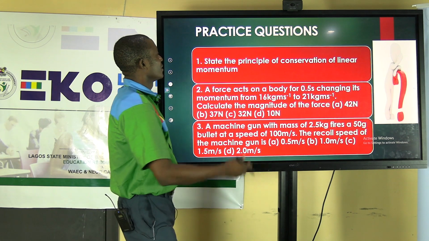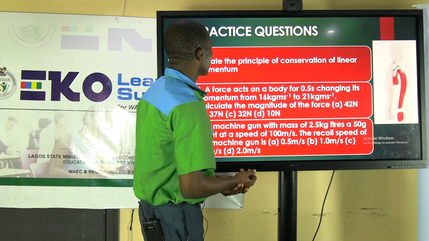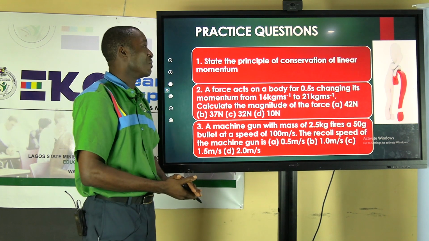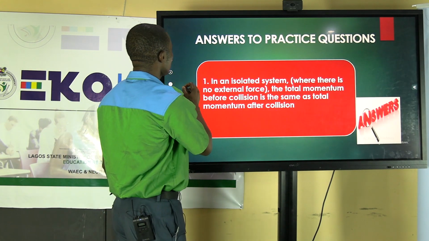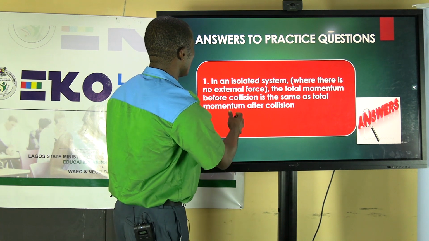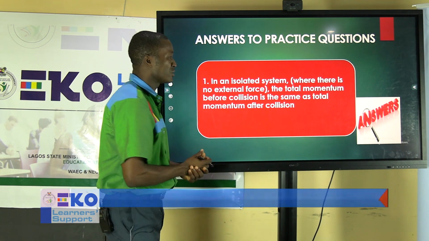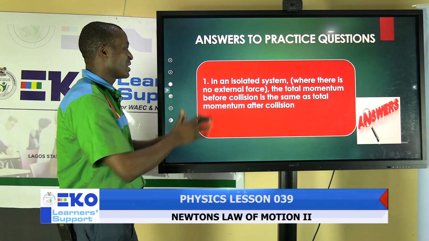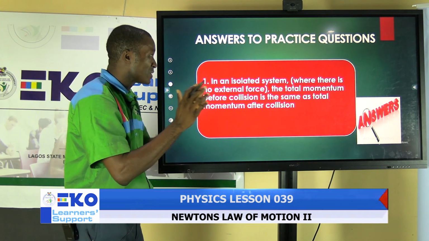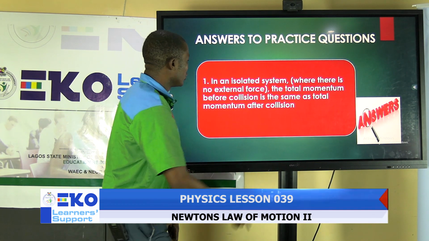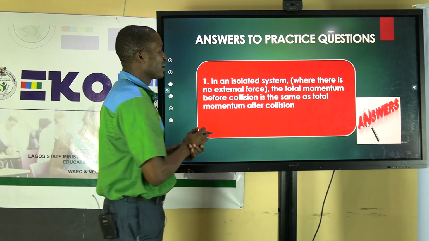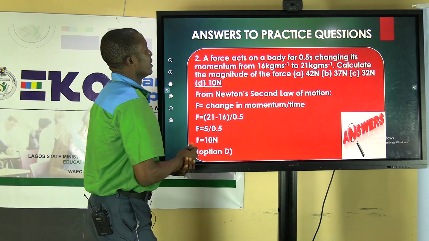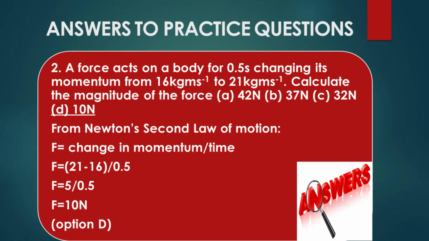All right. Now, let's look at it together. State the principle of conservation of linear momentum. The force that acts on a body. Now, let's look at the first question. The principle of conservation of linear momentum is telling us that in an isolated system where there's no influence of external force, the total momentum before collision is the same as total momentum after collision.